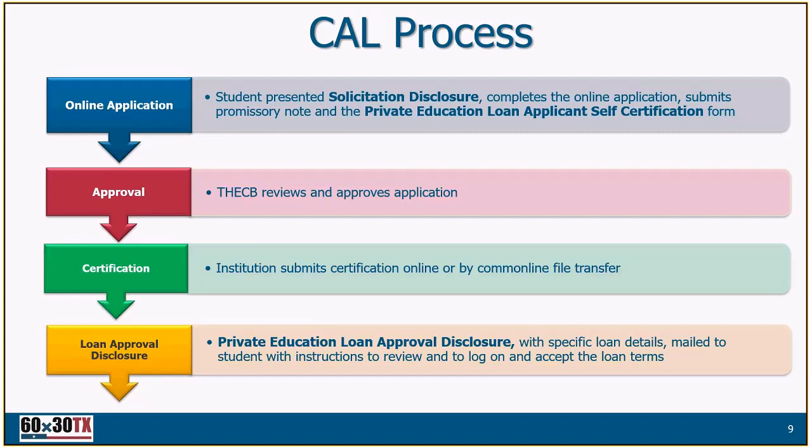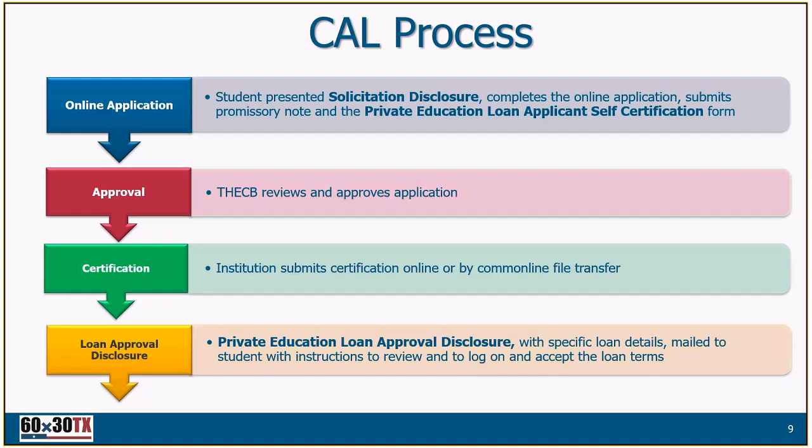Once everything is received and the student's credit is approved, then it goes into a certification where the institution would either submit that online through HelmNet, or they can submit a common line file through MoveIt. A lot of the bigger schools are set up to do common line file transfers. Some of the smaller ones are not. If you are interested in setting up online common line, you can contact us through our online inquiry system, and we can talk about what the steps are to get you set up.